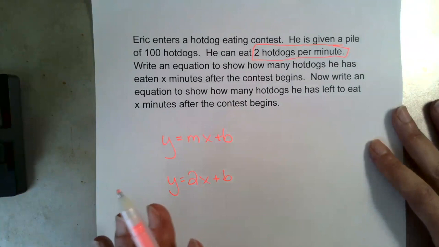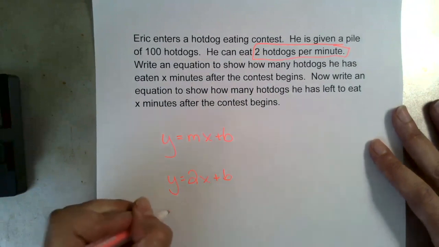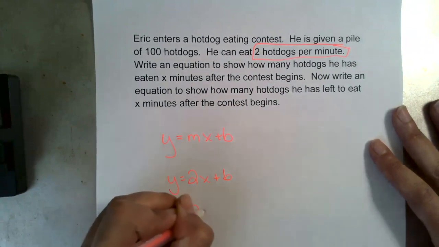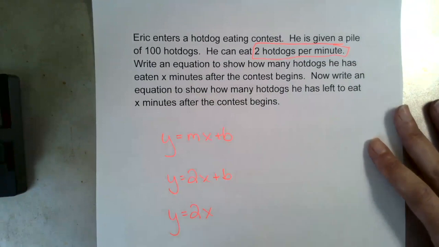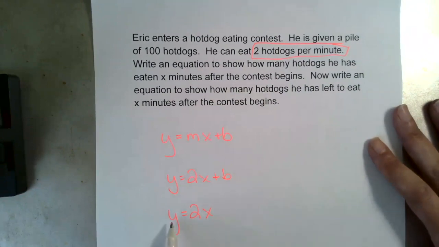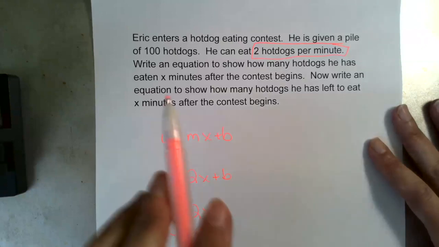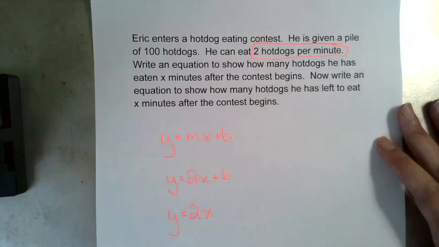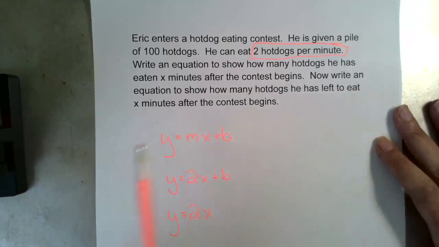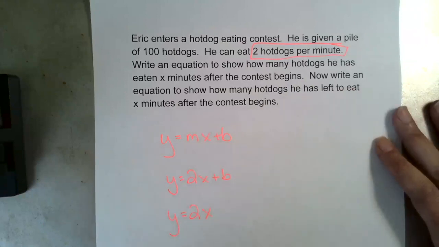So when the contest hasn't even started yet at 0 minutes, how many hot dogs has he eaten? Well, he's eaten 0. So our equation to show how many hot dogs he has eaten X minutes after the contest begins is y equals 2x, right? X number of minutes times 2 hot dogs per minute tells us how many he's eaten as the contest goes along.